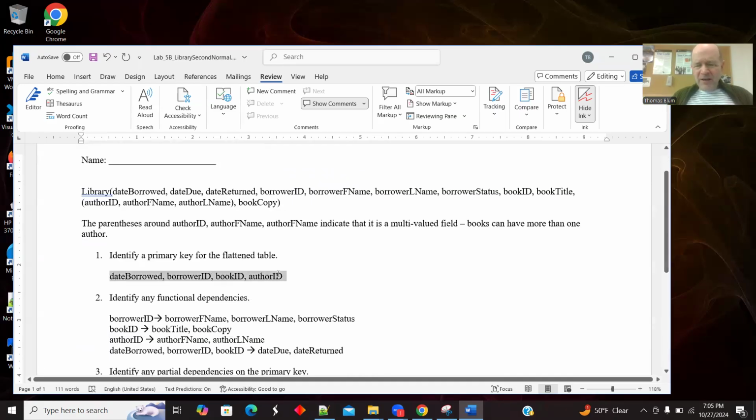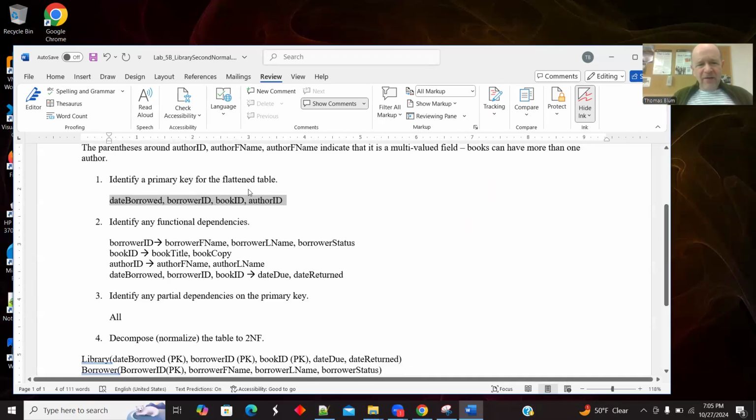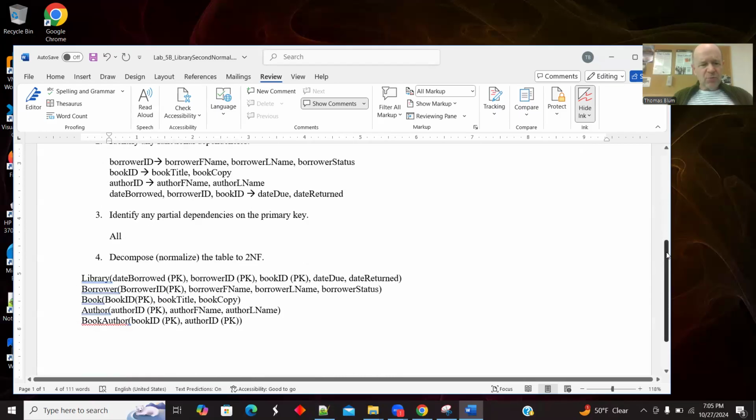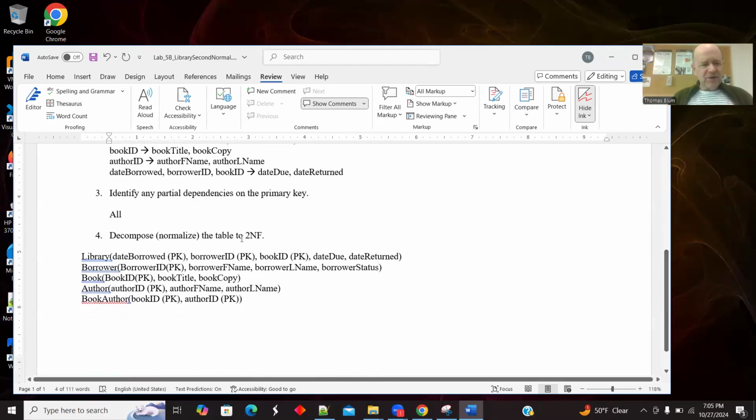Identify a primary key. Can I identify a row uniquely? How many things do I need? Does everything depend on this subset, but what about other dependencies? Here are other dependencies we identified. Were any of them partials? Well, they all were partials. So second normal form says start pulling things out. Pull out a borrower, pull out a book, pull out an author.